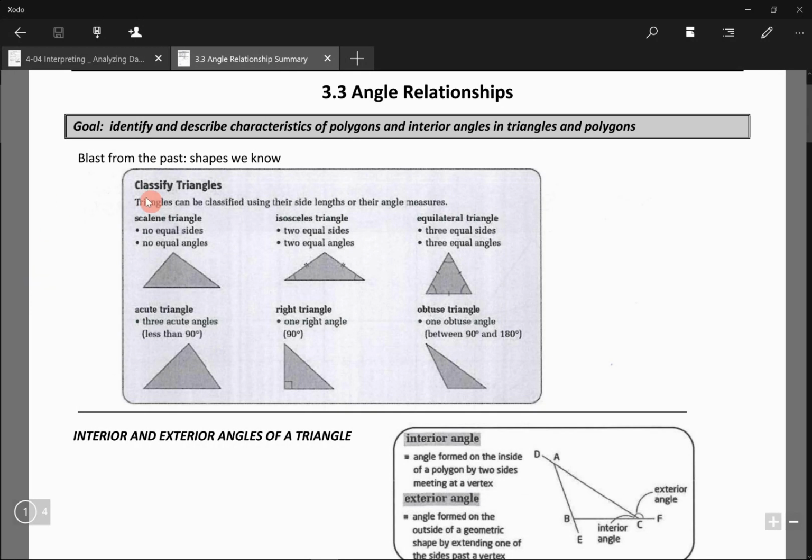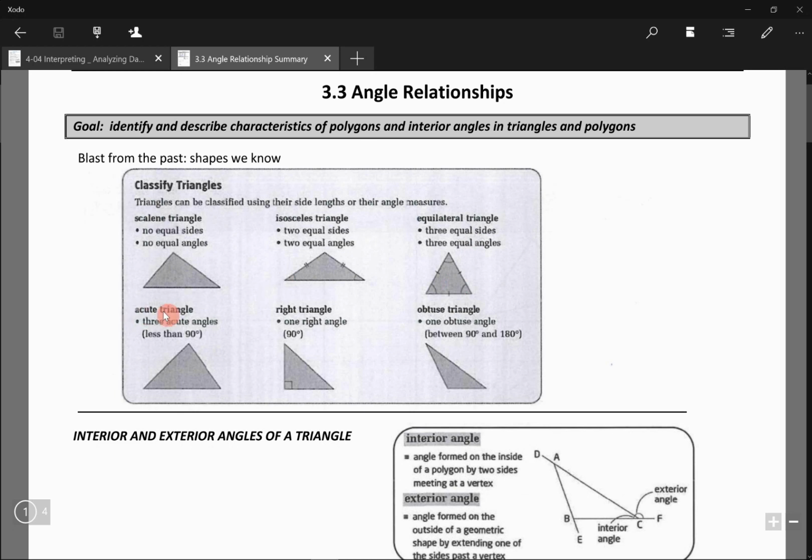So we have different kinds of triangles. So we have scalene triangles. There are no equal sides and no equal angles inside a scalene triangle. Isosceles triangles have two equal sides and two equal angles. Equilateral triangles have all three sides equal and all three equal angles inside.